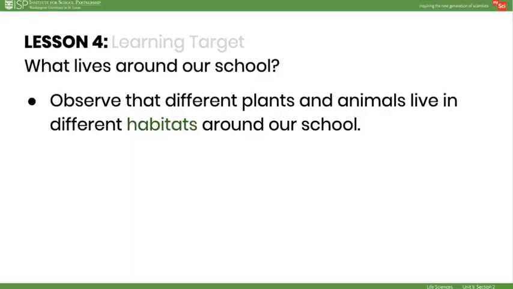By the end of this lesson, students will observe that different plants and animals live in different habitats around their school.